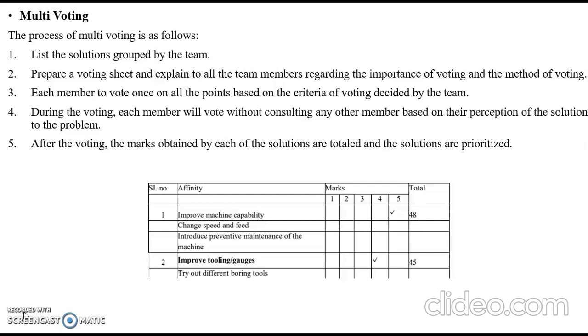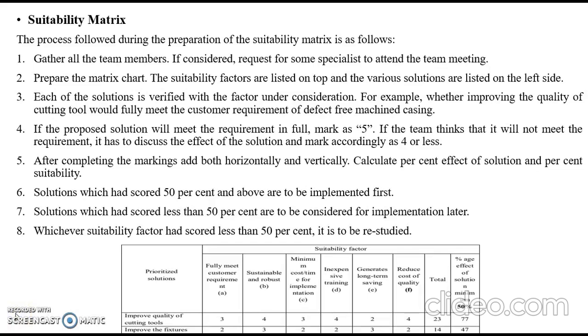And finally, after the voting, the marks obtained by each solution are totaled and the solutions are prioritized. That means all the voting marks they get, they will make a total of that. Whichever gets the maximum votes is called the prioritized solution. That means first you should go for that solution. That is multi-voting.